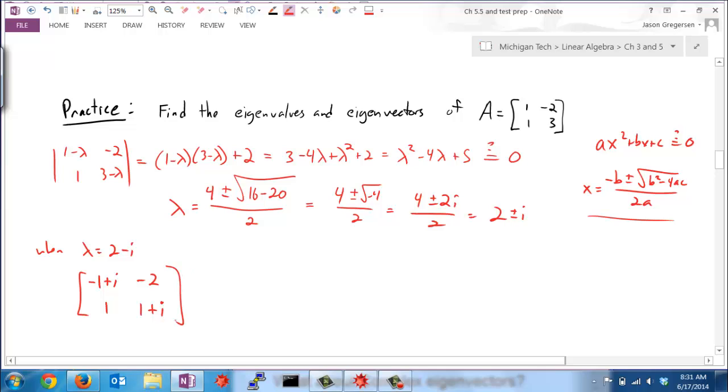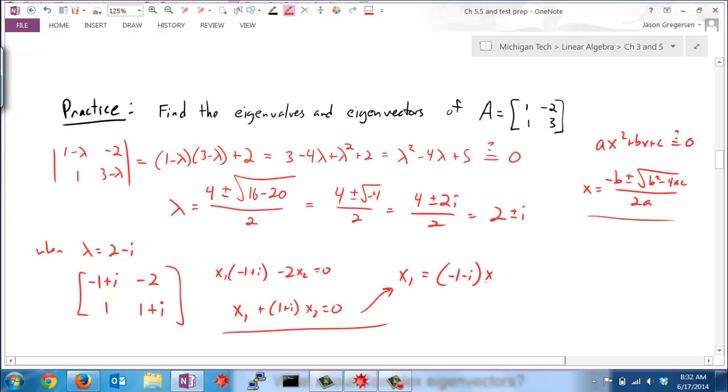Once I put that in there, once again, it's just a matter of choosing rows. I could choose either row. I could work with the equation that says x1 times negative 1 plus i minus 2x2 equals 0, or I could deal with the row that says x1 plus 1 plus i times x2 equals 0. Choosing either one is fine. I'm going to choose the second row this time because it's almost solved for x1. I don't have to divide by anything. It's just a little bit easier. So if I choose this row, I'm going to solve it for x1. What do we have here? Negative 1 minus i times x2.